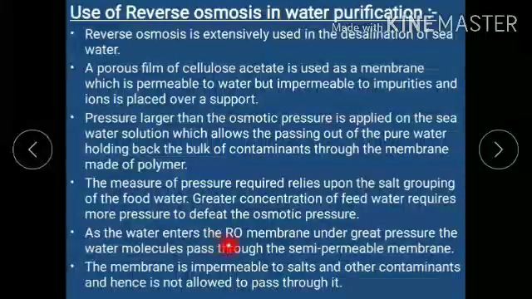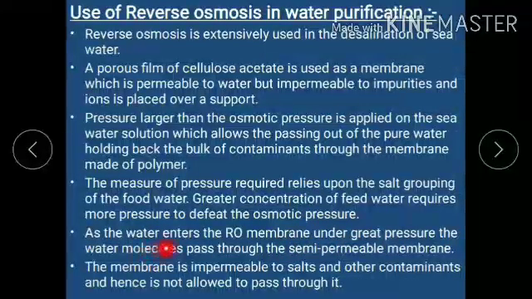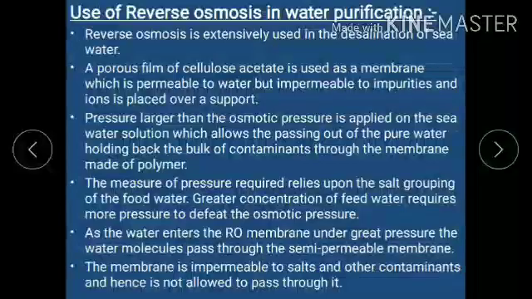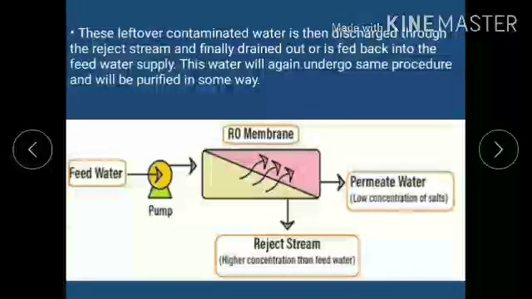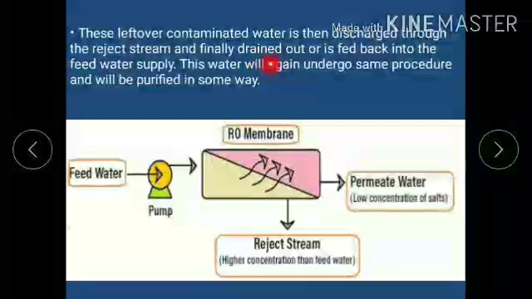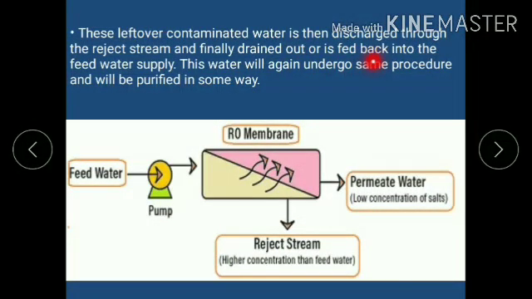As the water enters the RO membrane under great pressure, the water molecules pass through the semi-permeable membrane. The membrane is impermeable to salt and the water contaminants, hence they are not allowed to pass through it. So the salt particles and other contaminant particles are not transferred. That's why we use the semi-permeable membrane. The leftover contaminated water is discharged through the reject stream, and the drained-out water is fed back into the feed water supply. This water will again undergo the same procedure and be purified in the same way.